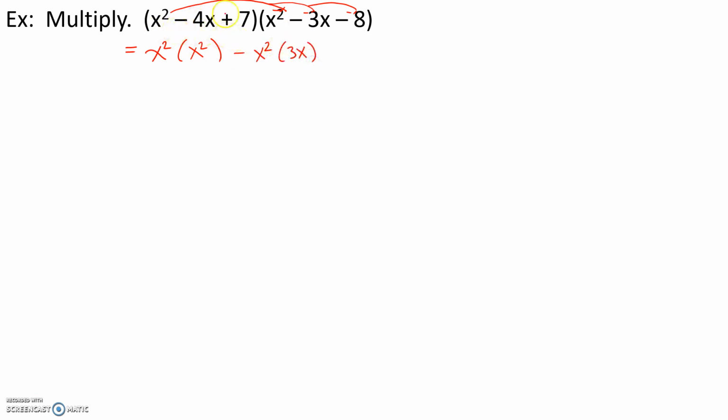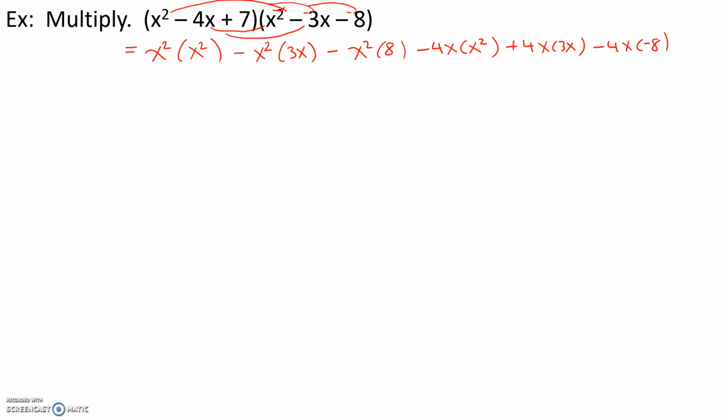Then I have x squared times negative 8. Once again, I have a positive times a negative. So it'll be negative x squared times 8. Now let's do the same thing with the negative 4x. I have a negative 4x times x squared. Then I have a negative 4x times a negative 3x. I know that a negative times a negative is a positive, so I'll write positive 4x times 3x. And then I have negative 4x times negative 8.